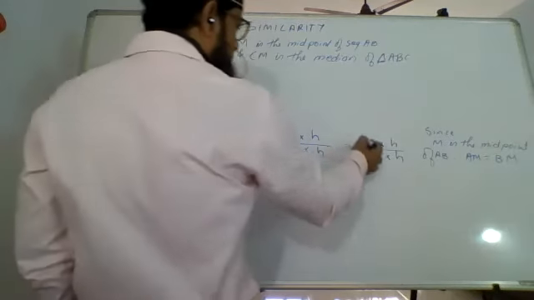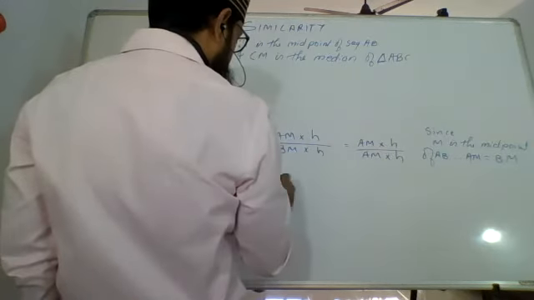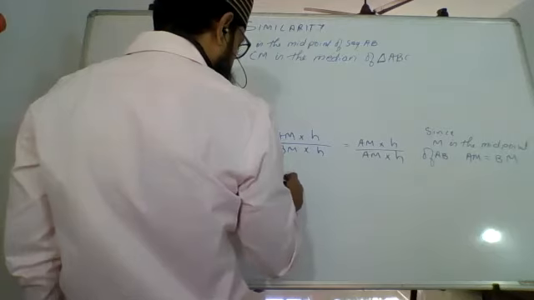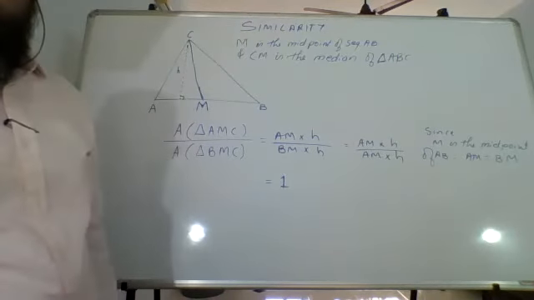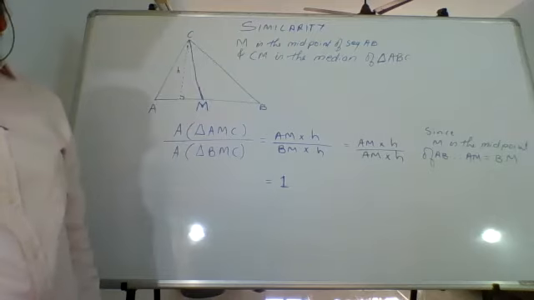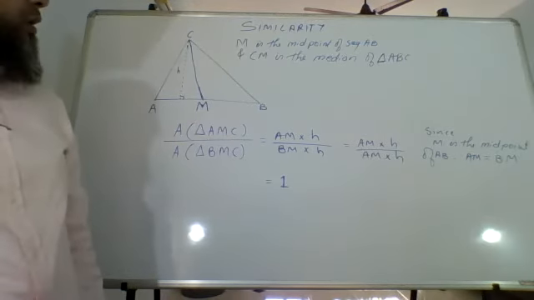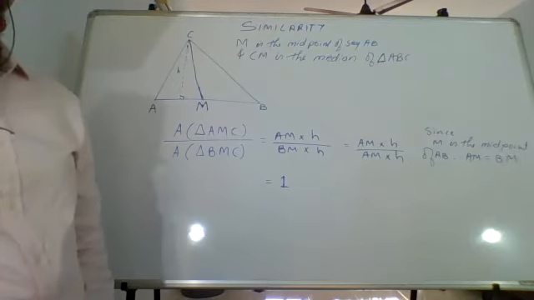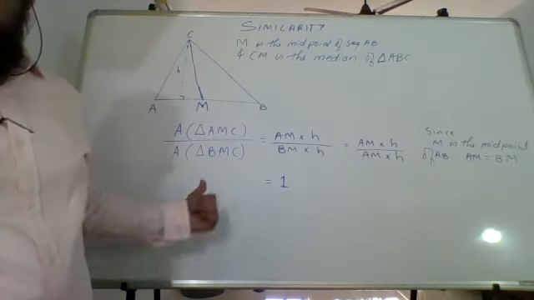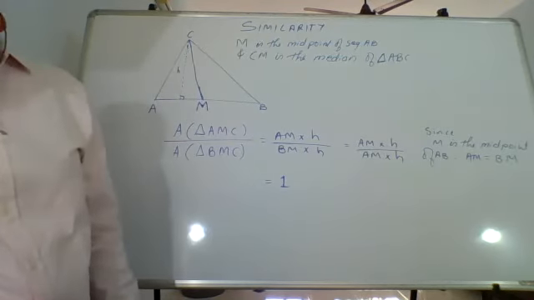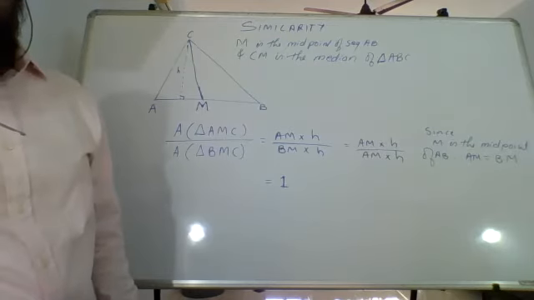Now AM cancels, H will also cancel, so it is equal to 1. That's what we had seen: A1 upon A2 equals 1 when the bases and heights are equal. So till here done. Any doubts? Copy till here. Then we are going to solve some interesting examples.